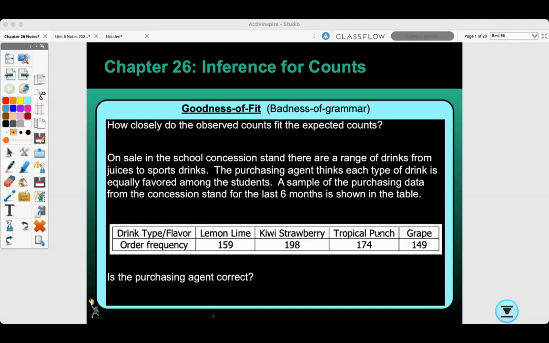Our example is, on sale in the school concession stand, there are a range of drinks from juices to sports drinks. The purchasing agent thinks each type of drink is equally favored among students. A sample of the purchasing data from the concession stand for the last 6 months is shown in the table. So we have it here with our lemon lime, kiwi strawberry, tropical punch, and grape. Is the purchasing agent correct?